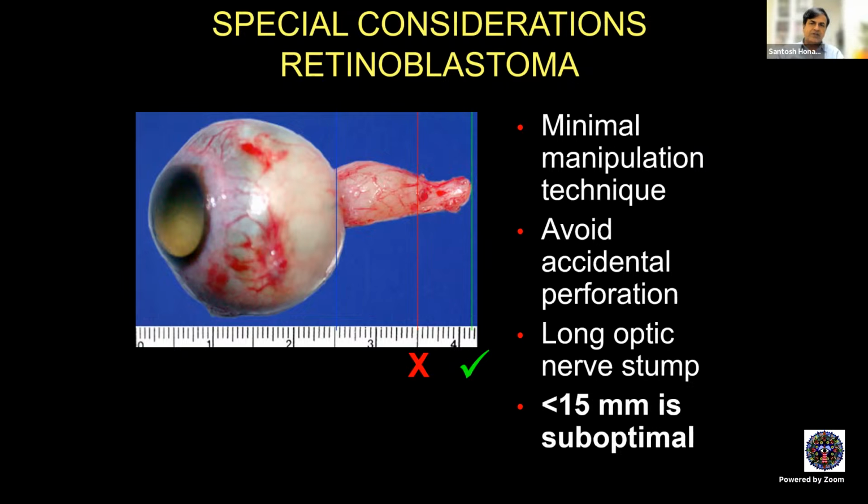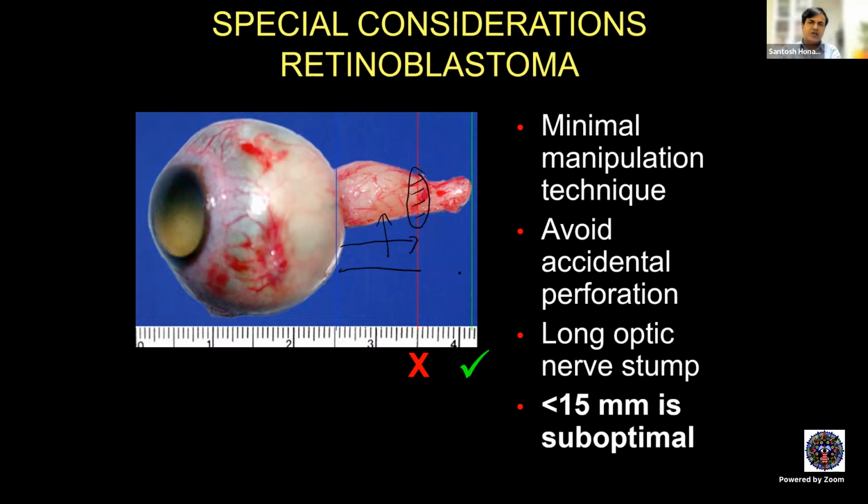Now, there are special considerations for enucleation in intraocular tumors, especially in retinoblastoma and melanoma. You have to do enucleation with minimal manipulation here. You should not unduly press the eye or have accidental perforation. You should try to aim for the longest possible optic nerve stump in retinoblastoma. Just to show you this example, textbooks write that a 10 millimeter optic nerve stump suffices. In this patient, you can see the optic nerve is already involved and thickened. If you were to stick to 10 millimeter, you would still leave some residual tumor at the edge of transection, which will actually change the prognosis.